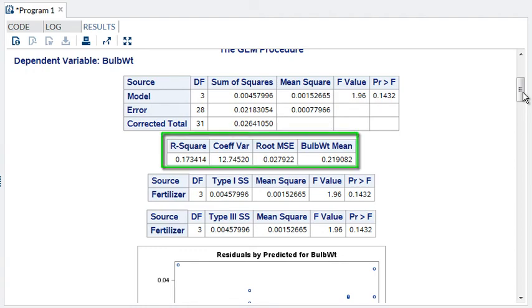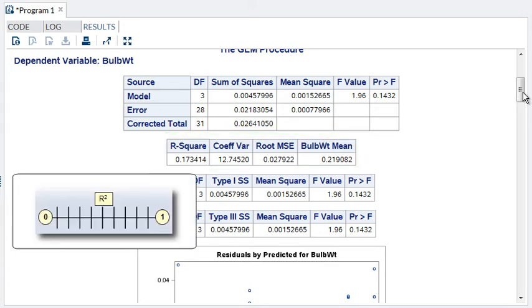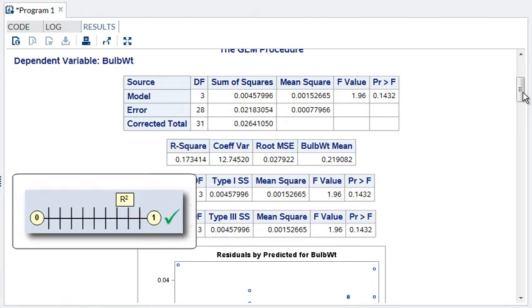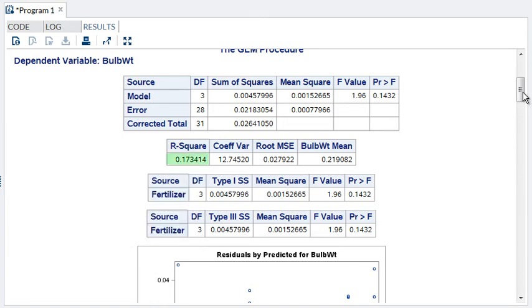The next table contains the R-squared, which is the proportion of variance in the data accounted for by the model. The R-square is between 0 and 1. It's close to 0 if the independent variables do not explain much variability in the data, and it's close to 1 if the independent variables explain a relatively large proportion of the variability in the data. This R-squared is 0.1734, so approximately 17% of the variation in bulb weight can be explained by fertilizer. Fertilizer doesn't explain much of our variability.